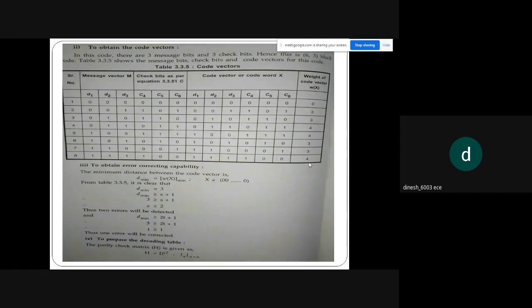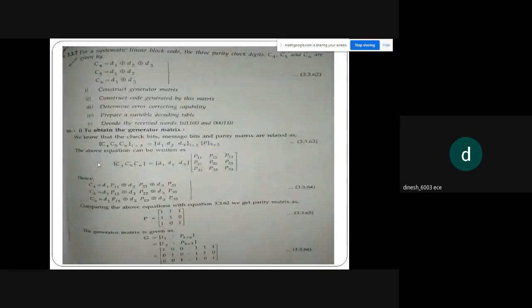Next is to find the error. Let us see the question. Third is to determine the error correcting capability. The error correcting capability, as we had seen, is d minimum should be greater than or equal to S plus 1. That is the formula, or the format, for finding the error correcting capability.